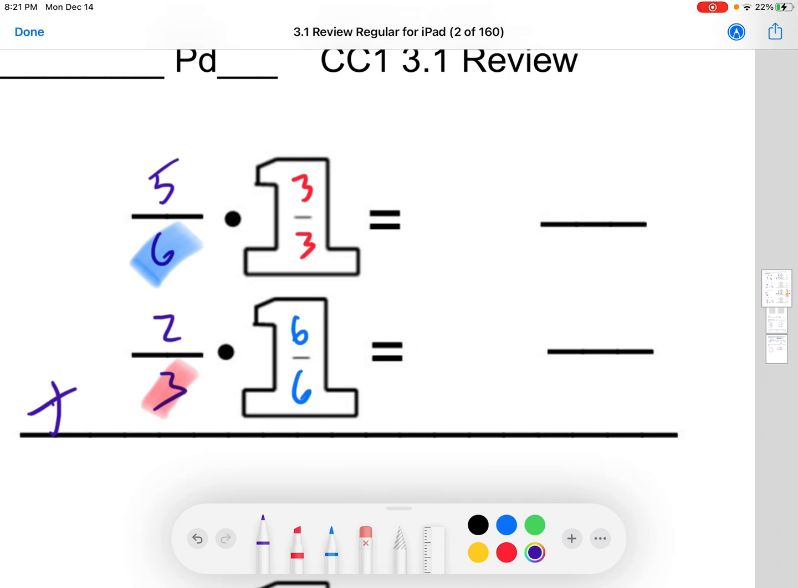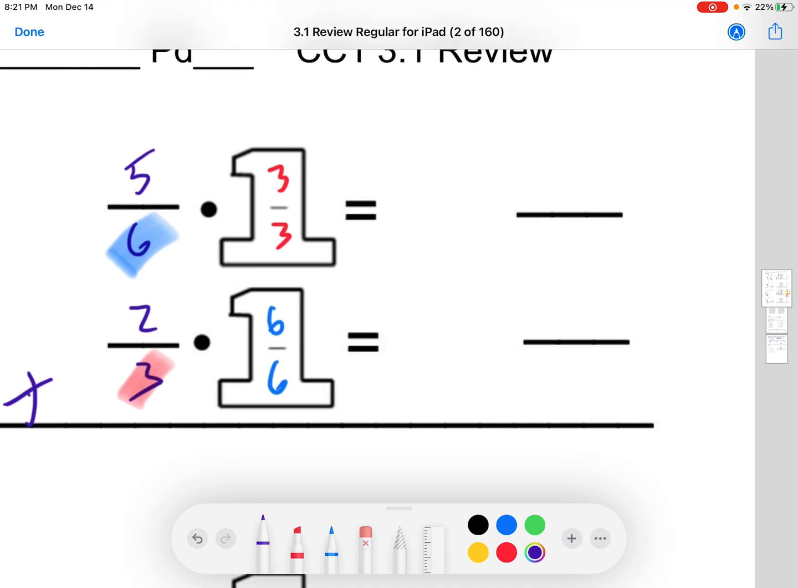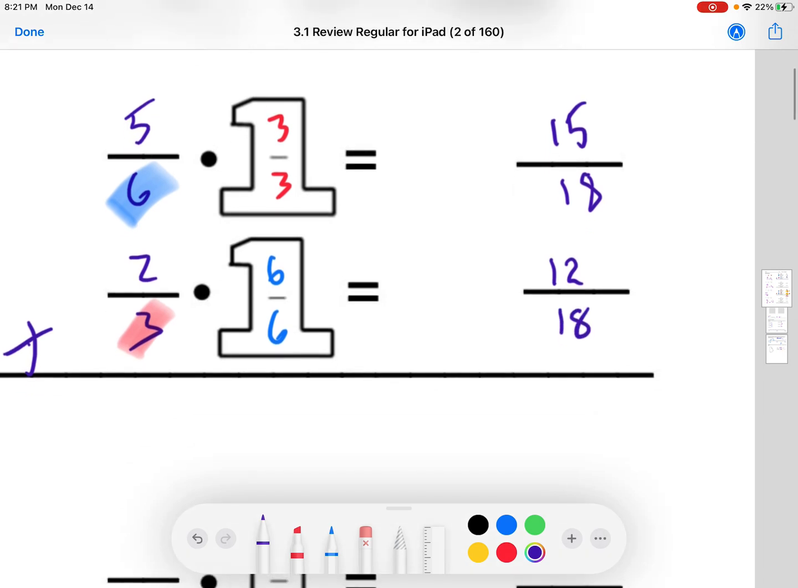Okay, so when I'm looking at the top one here, I have 5/6 times 3/3. 5 times 3 is 15, and then 6 times 3 is 18. Now looking at the lower one, 2 times 6 is 12, and 3 times 6 is 18. We've got our two fractions. Notice they both have a common denominator, in this case of 18, and we have now 15 18ths plus 12 18ths, so we're adding those together. 15 18ths plus 12 18ths is 27 18ths.